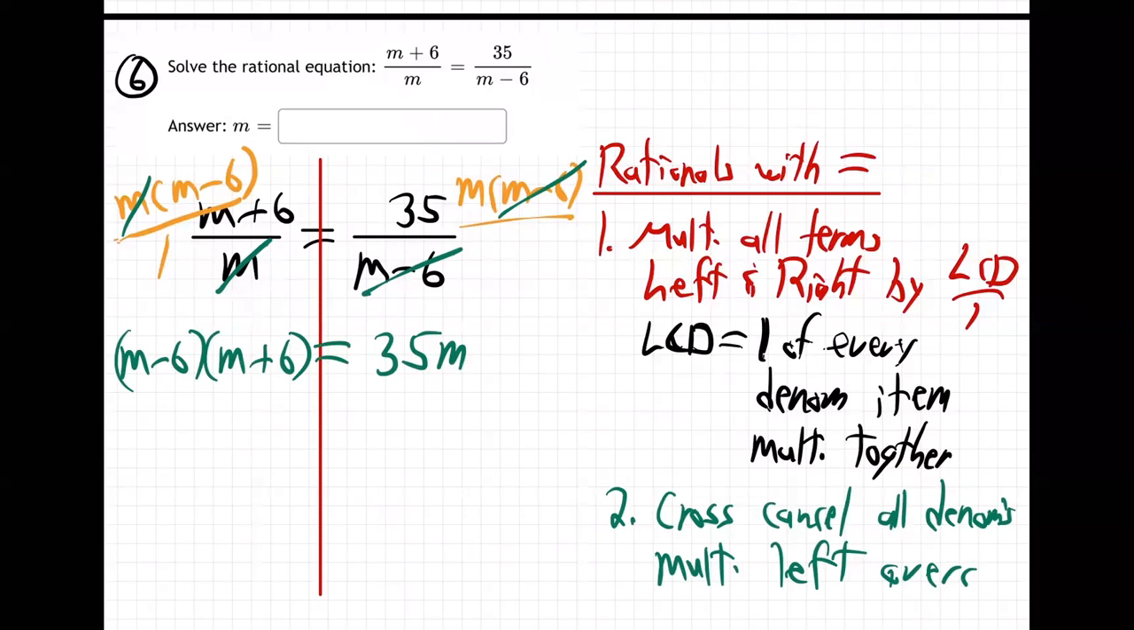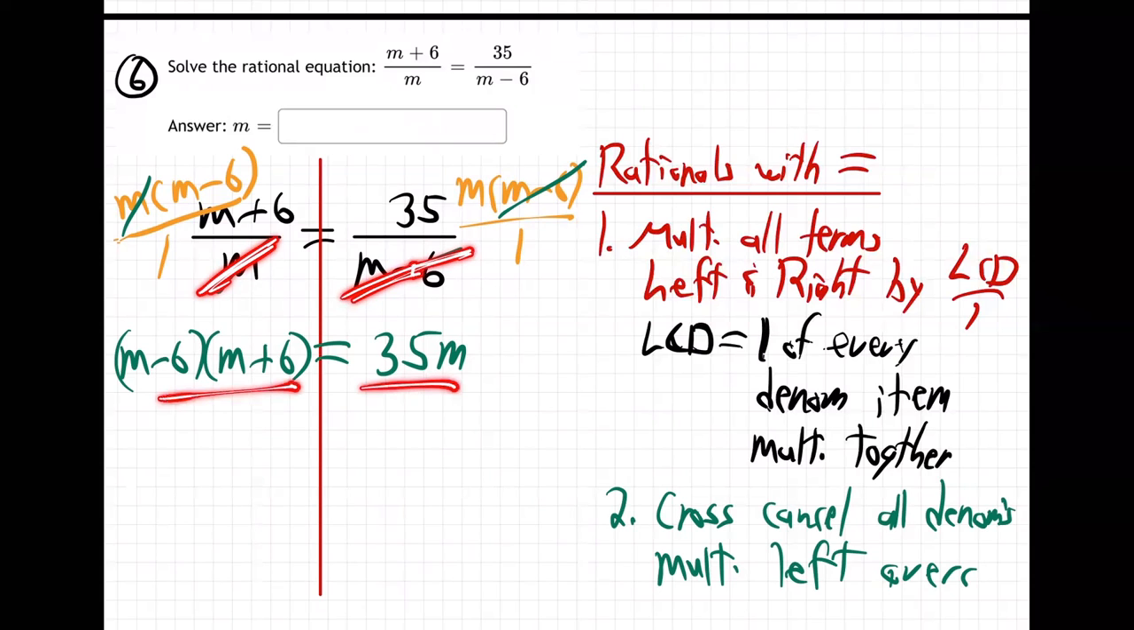I hope this doesn't confuse you. But the 1s don't do anything. You don't really need them there. Does that make sense what happened there? I cross-canceled all the denominators. See how all the denominators, gonzo. There's no more fractions. That's what's nice about this. It gets rid of the fractions.